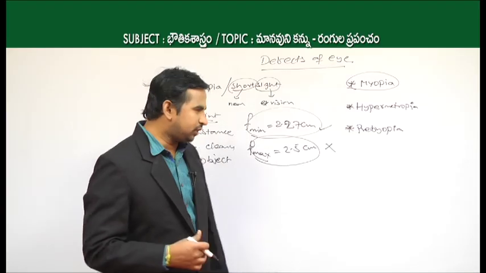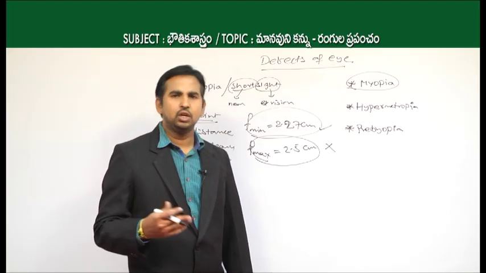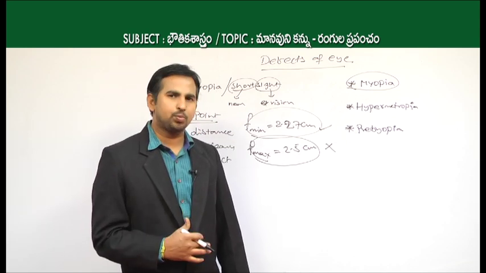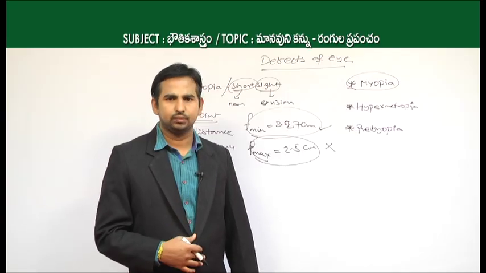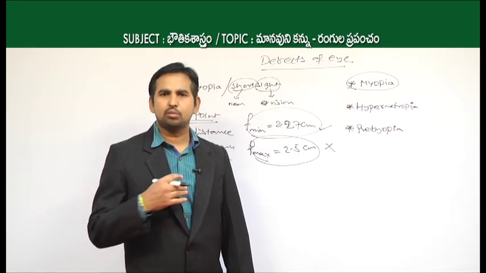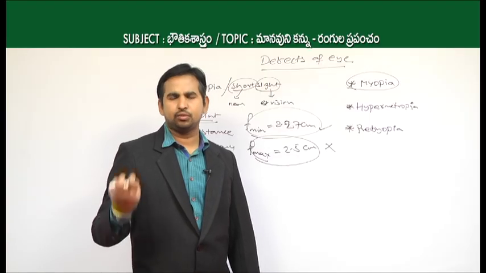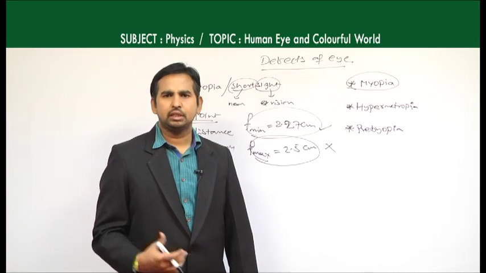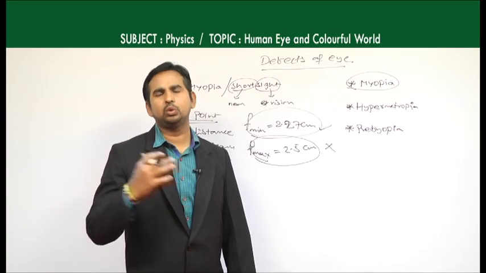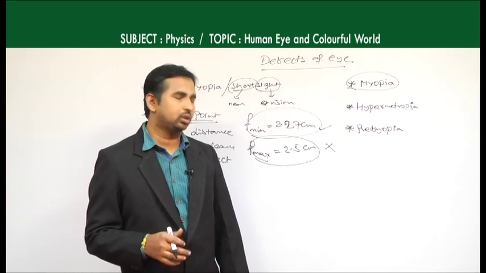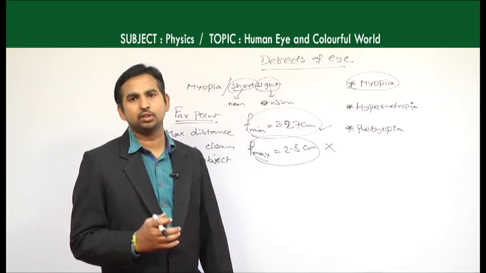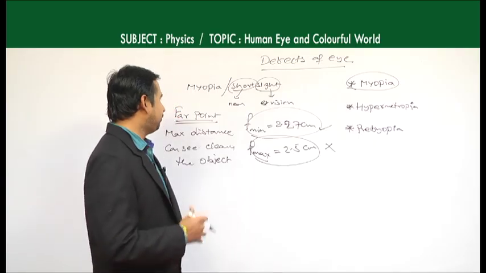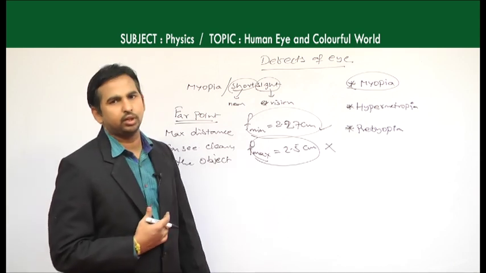In the case of normal clear vision without any defect, the far point is at infinity. A person with no eye defect can see objects very clearly up to infinite distance. That is why the far point of a healthy person is infinity. But in the case of myopia, it is a fixed point, and that distance we call the far point.